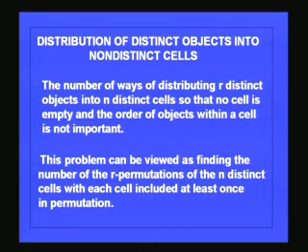How the idea of exponential enumerator you can use. The number of ways of distributing r distinct objects into n distinct cells. First we considered r distinct objects and n distinct cells, then we will consider the non-distinct cells, so that no cell is empty and the order of the object within a cell is not important. This is what we will consider first. This problem can be used as finding the number of r permutations of the n distinct cells, each cell included at least once in the permutation.